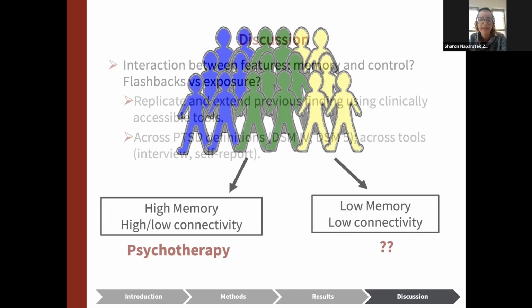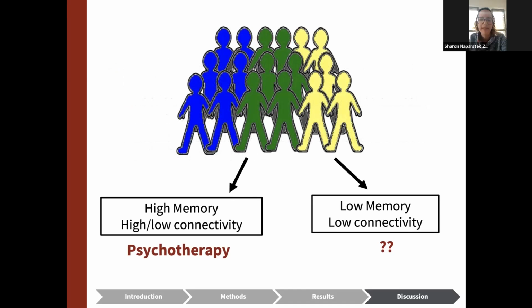So in the next slide, just going back to the question of, okay, so now we've stratified this group, and I told you that high memory with high or low connectivity are really the best fit for trauma-focused psychotherapy. But the big question is, what about those who do not fit this pattern? And here, I think that we are at the edge. This is the time for us to be more creative, show our cognitive flexibility in developing new methods and interventions that will address this specific population.